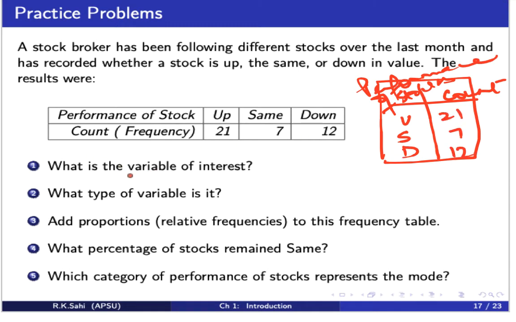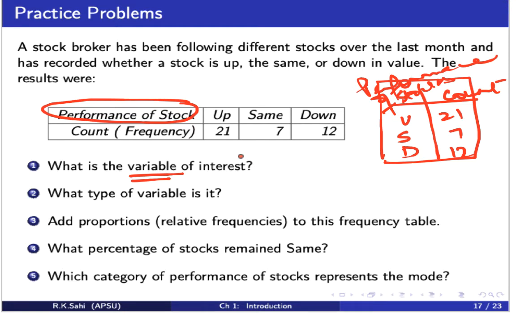The first question is, what is the variable of interest? In other words, the data values given to us say that there are 21 stocks which went up, 7 remained the same, and 12 actually went down in value. So the variable of interest over here is the performance of these stocks, because that's what we're looking at. This basically gives us what we are actually looking at in this example.